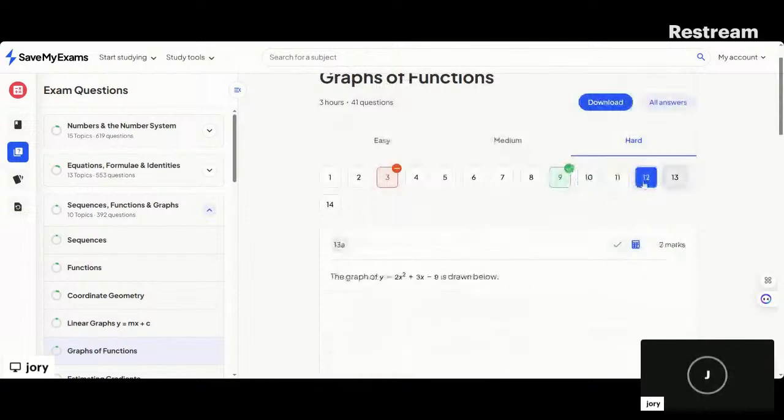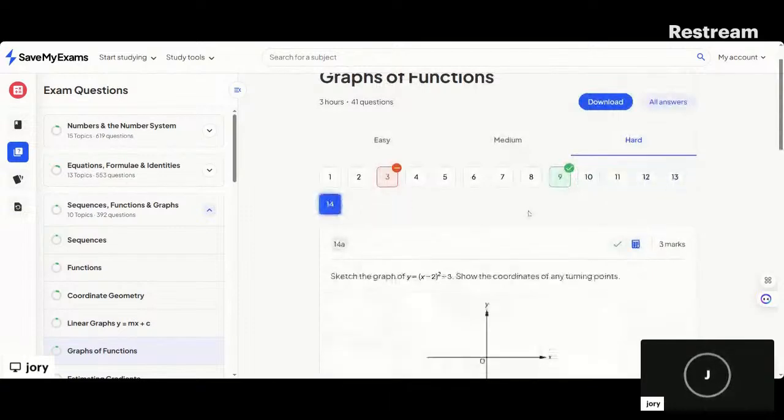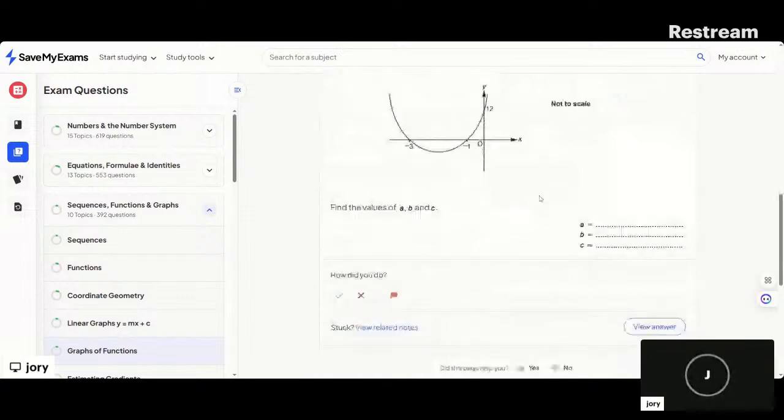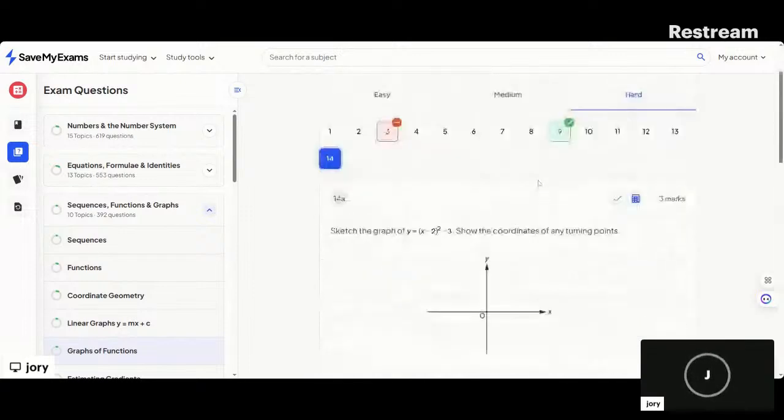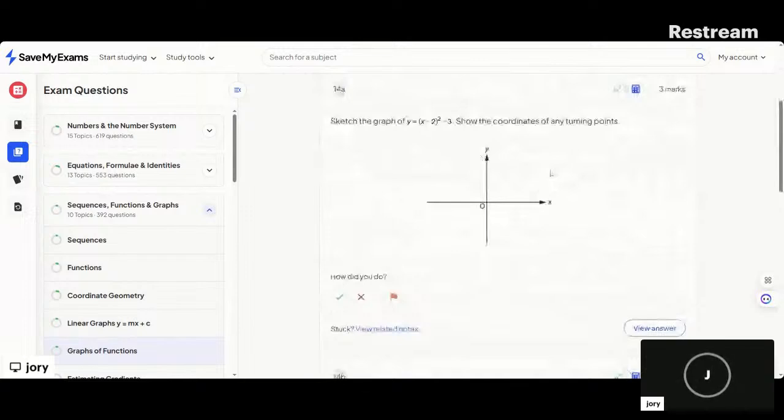Let's look for a bigger mark question. This one's 5 marks, so let's do part A and B. Okay, got paper. Sketch the graph of this showing the coordinates of any turning point. I don't know how to find turning points. I only know how to find them using the first derivative.